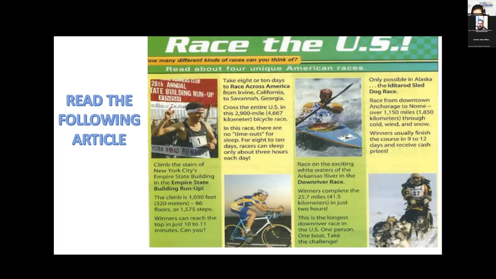Dice que es una carrera para ejercitarse en las aguas blancas, así le llaman, del Arkansas, que es un río bien, bien famoso en Arkansas. Se llama la carrera de la bajada del río. Los ganadores compiten 25.7 millas, equivalentes a 41.5 kilómetros, en solo 2 horas. Imagínense el recorrido, que es Down River Race. Esta es la carrera de bajada de río más larga en los Estados Unidos. Una persona en bote toma este reto, como vemos en la imagen. As you can see in the picture.